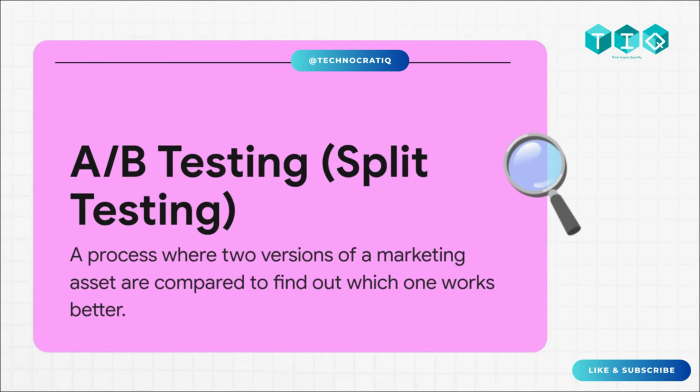At its core, A/B testing, you'll also hear it called split testing, is a really straightforward process. Basically, you take one of your marketing assets, like a web page or an email or maybe an ad, and you create two different versions of it. Then you show each version to a different slice of your audience to see which one does a better job at hitting your goal. Simple as that.